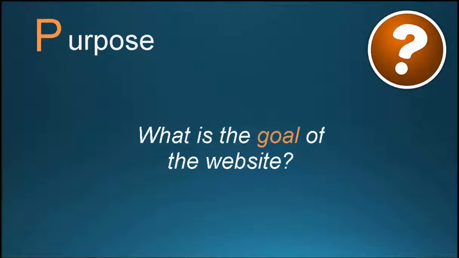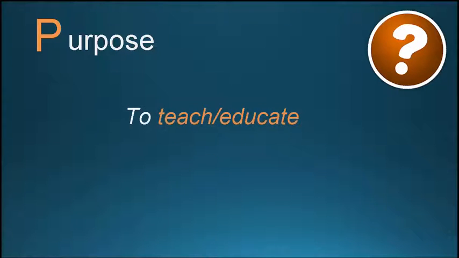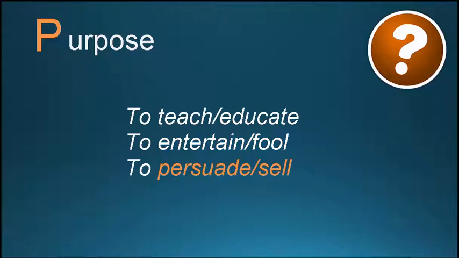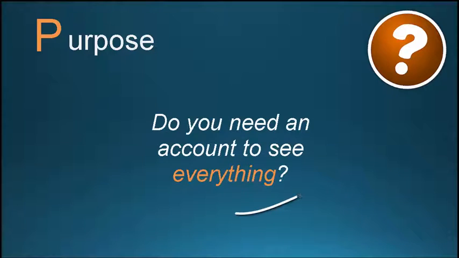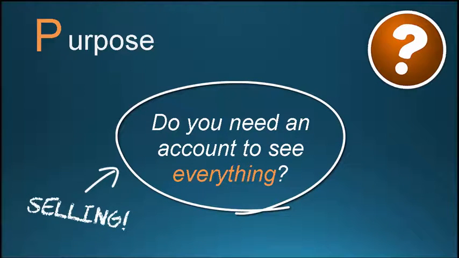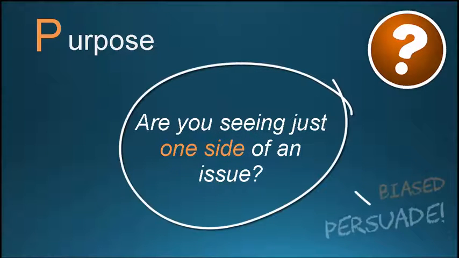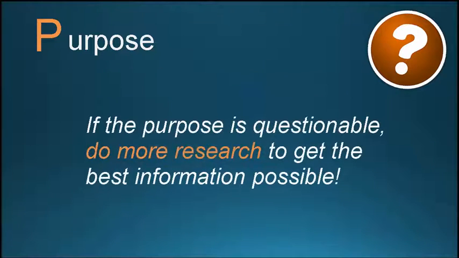At this point, you want to ask yourself what the website is trying to do. What is its purpose? Some common answers are to inform you, to teach you about something, to entertain you or even fool you, to persuade you to buy a product or access to a product. For instance, if you need to create an account before seeing all of the information, the site might be trying to sell you something. Or if you're only seeing one side of a complex argument like gun control or politics, the site might be biased. Understanding the purpose of a site can help you to determine if you need to do additional research.